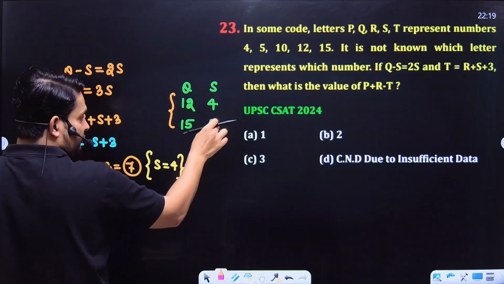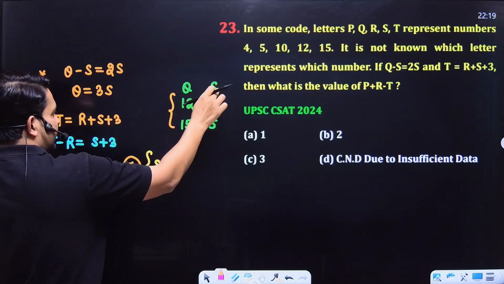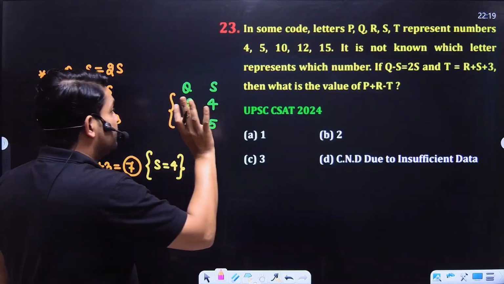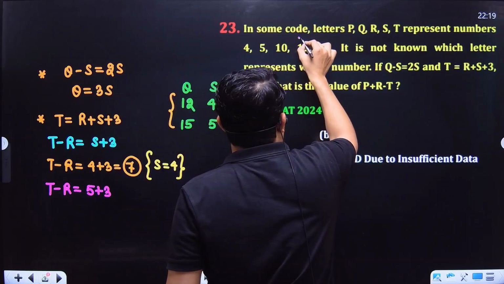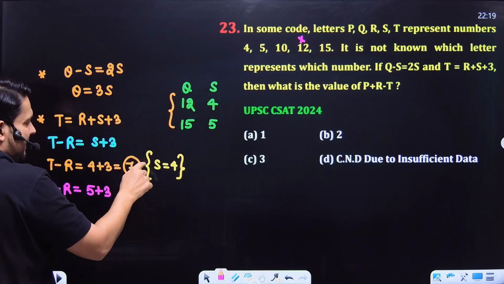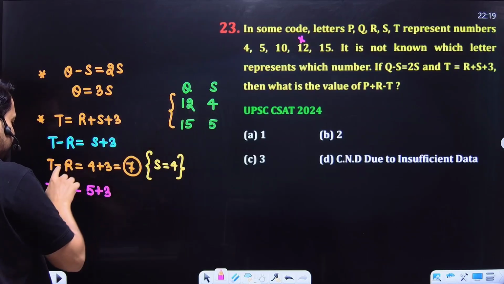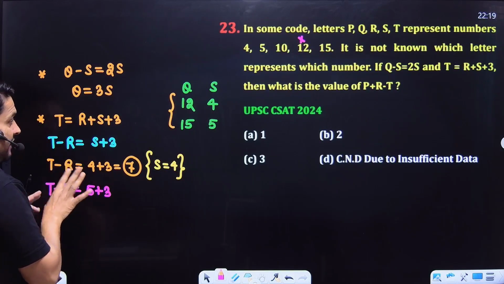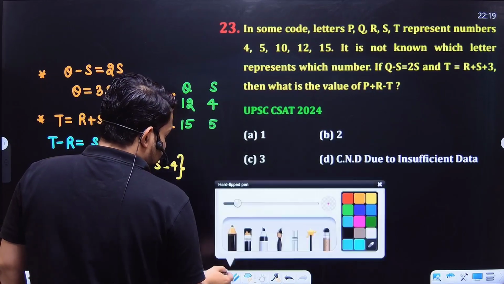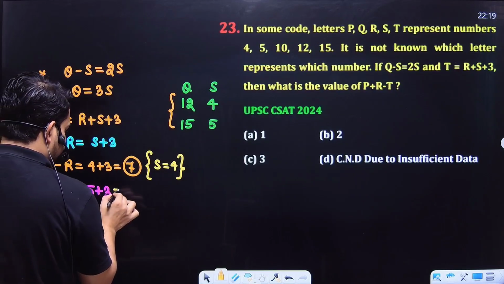if I take S is equal to 5, then Q is equal to 15. In this scenario, if I take S is equal to 4, then here Q is equal to 12. I cannot use this number in the first case, because if I put S equal to 4, then it is clearly mentioned that Q is equal to 12. Then these two numbers cannot take 12 as their values. So 5 plus 3 is equal to 8.